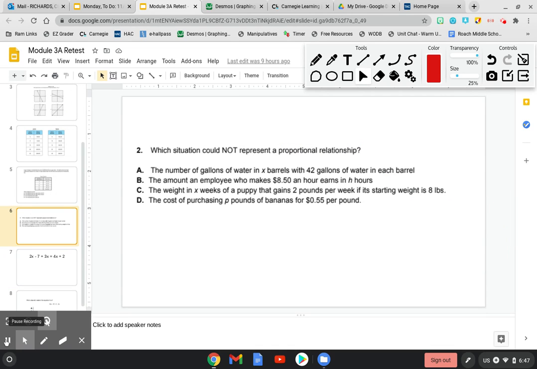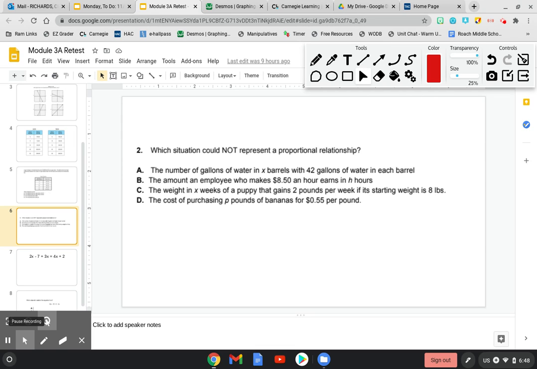So here is another question. Which situation could not represent a proportional relationship? A, the number of gallons of water in X barrels with 42 gallons in each barrel. B, the amount an employee makes at $8.50 an hour who works 8 hours. C, the weight after X weeks of a puppy that gains 2 pounds per week if its starting weight is 8 pounds. D, the cost of purchasing P pounds of bananas at 55 cents per pound.